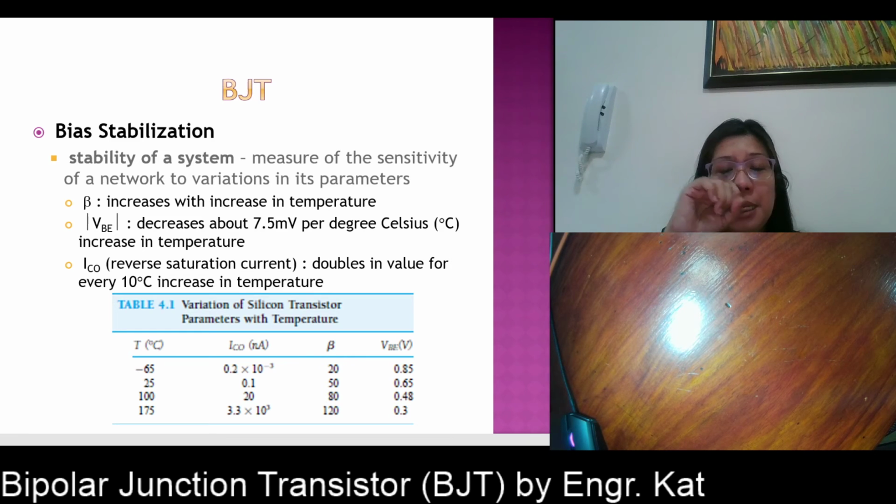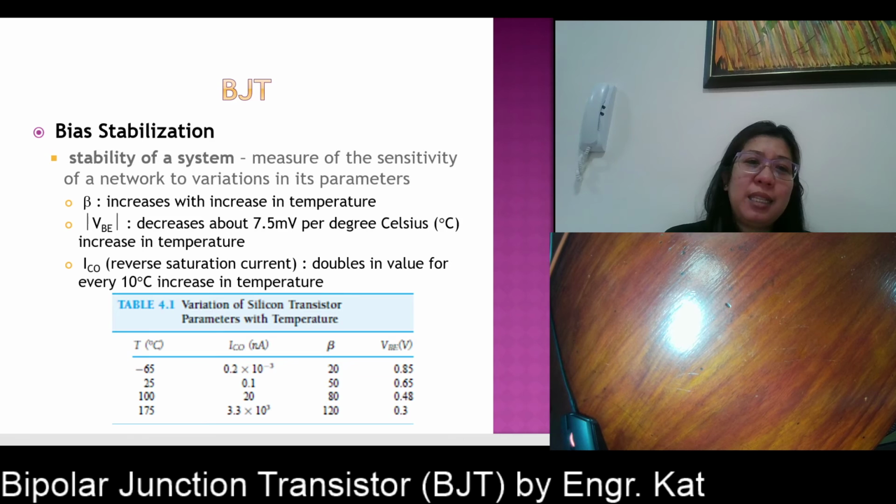Your VBE decreases about 7.5 millivolts per degree Celsius increase in temperature. And lastly, your ICO, which is your reverse saturation current, doubles in value for every 10 degrees increase in temperature. Okay, so this is a table showing the variation of silicon transistor parameters with temperature. So your ICO or your reverse saturation current, your beta, and your VBE.